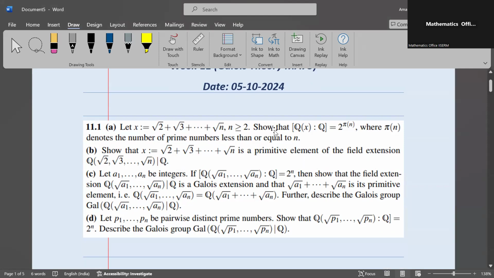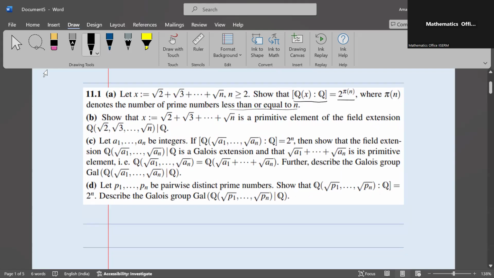Okay, so the first question is about x, an element which is a real number given by root 2 plus square root of 3 plus, and so on, up to square root of n, for some n which is bigger than or equal to 2. Then the degree of the field extension Q(x) over Q is 2 power pi(n), where pi(n) is the number of primes less than or equal to n.